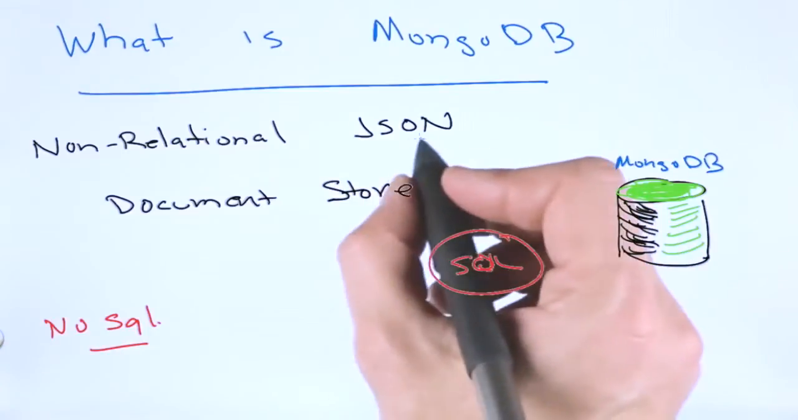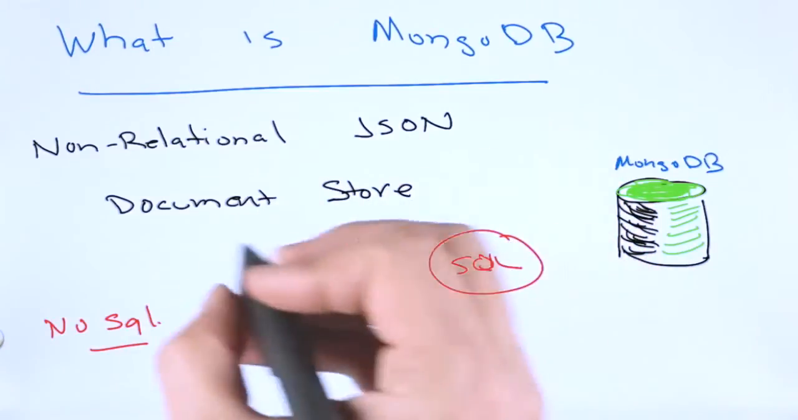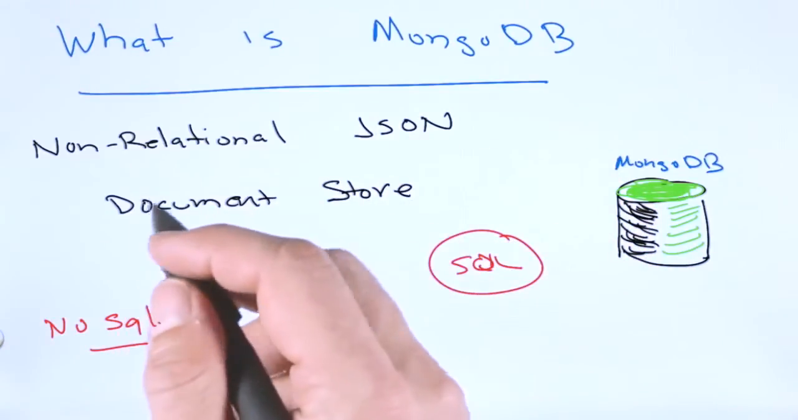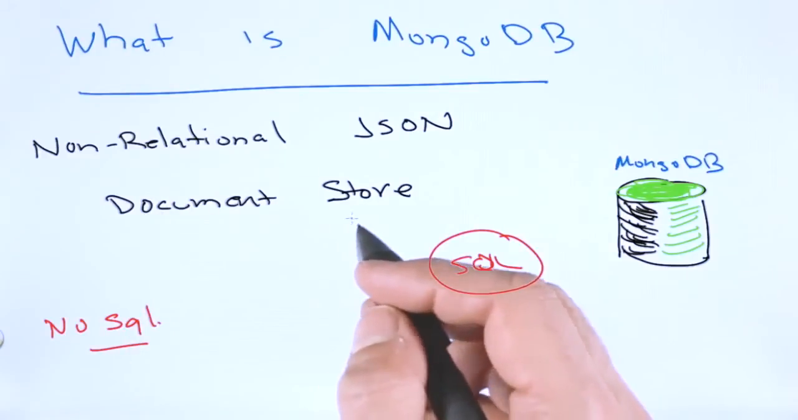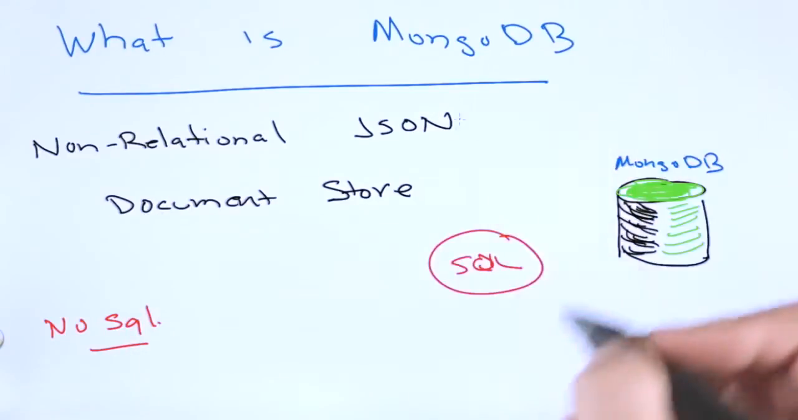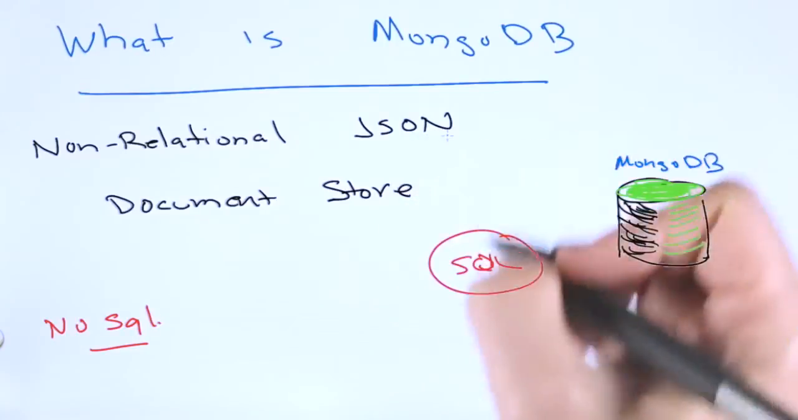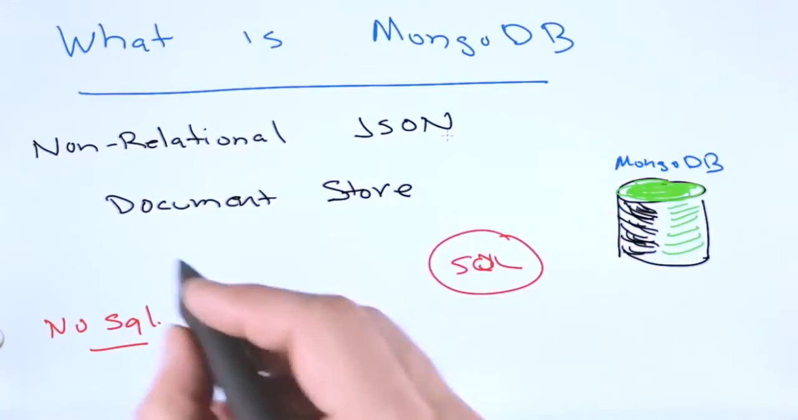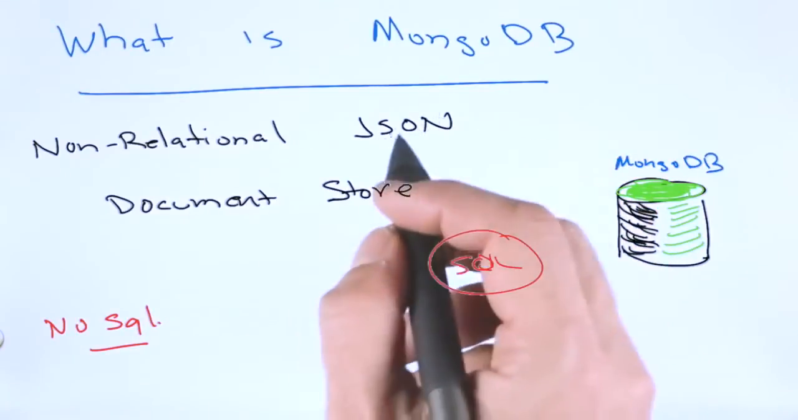And it's a JSON document store. And by documents, we're not talking about Microsoft Word documents here, but we're talking about structured documents expressed using JSON, which is JavaScript object notation. So let's first start with what these JSON documents look like.